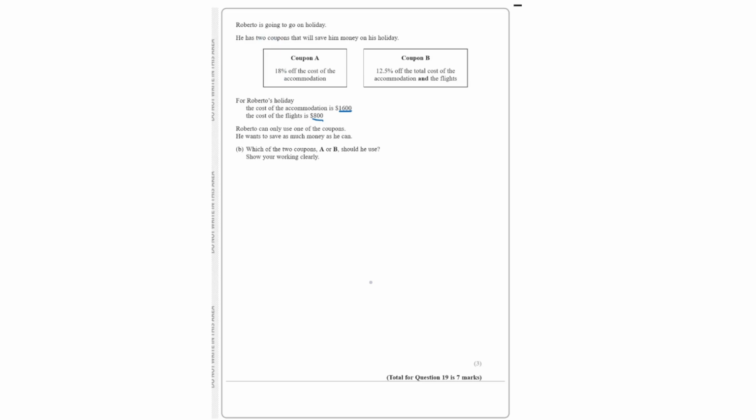Let's see here. Coupon A, 18% off the cost of accommodation. That's the same as 18 over 100. So we can simply write that as 0.18 off the cost of accommodation.